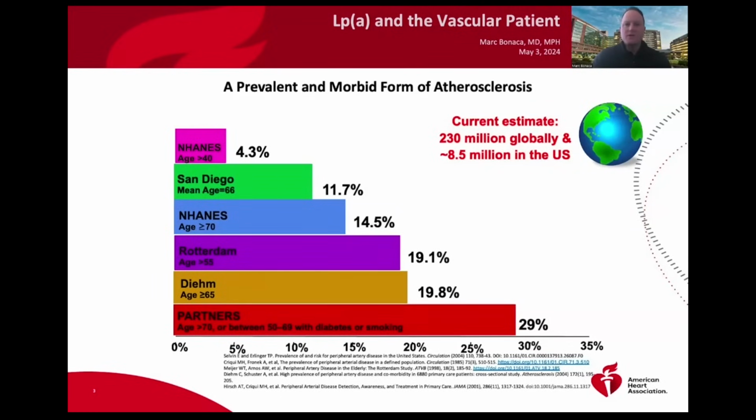And you can see in the PARTNER study, about 1 in 3 individuals meeting those criteria had PAD, although many of them didn't recognize it. Overall, in the US, it's estimated that around 8.5 million have the diagnosis of PAD, but there are likely many more that are undiagnosed.